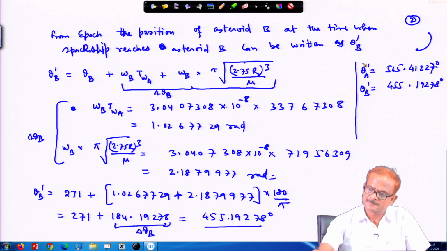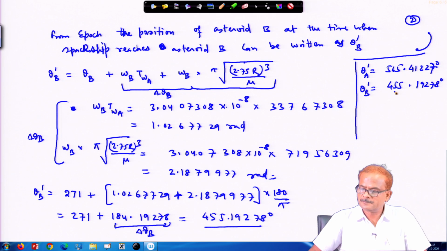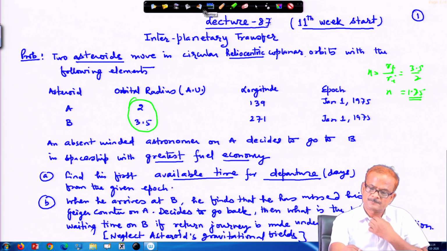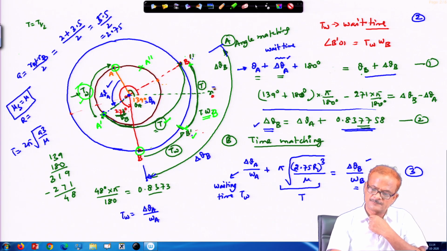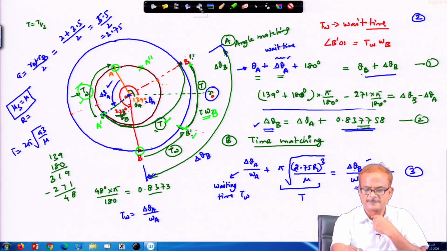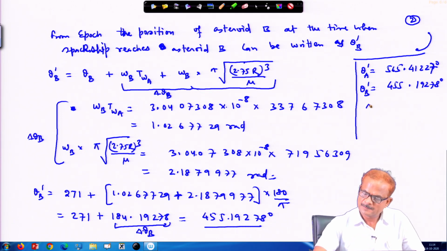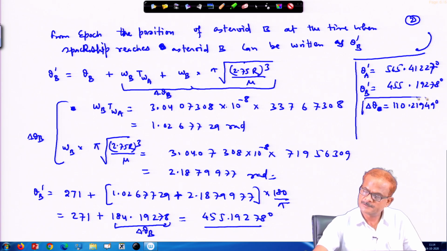Measured from the reference line. Okay. On that particular epoch is a particular date and we are measuring it from the reference line, which we have shown earlier. This is your reference line. I have shown this as the gamma 0, which may be treated as the vernal equinox. So, these are the angles and difference between them delta theta b or simply delta theta we can write as 110.21949 degree. So, this is the difference.